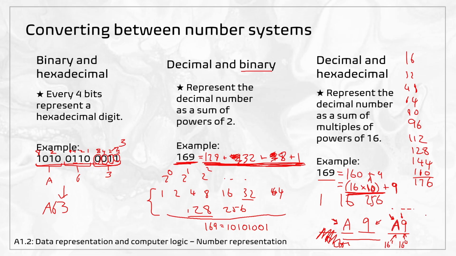This value is just A times 16, which is 10 times 16, which is 160. And 9 is just going to be 9 times 1, so it's going to be 9. So 160 plus 9 will be equal to our original number, 169. And that's how you convert between the three number systems.